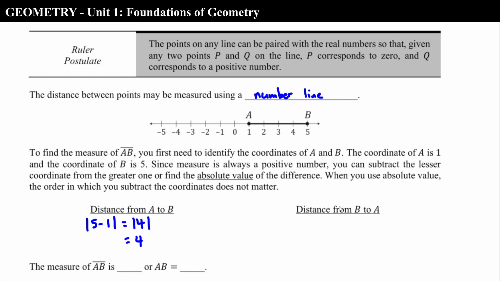Now the distance from B to A, if we do it backwards and we do the absolute value of 1 minus 5, we get the absolute value of negative 4, which again is 4. So we say that the measure of segment AB is 4, or you can notate it this way, AB equals 4. Now that we've done a little bit of content here, let's get into some examples.